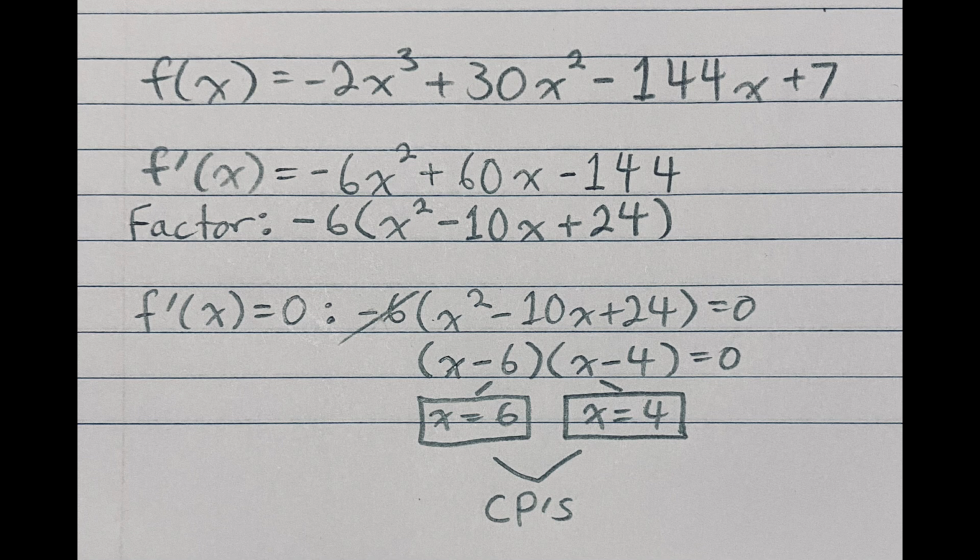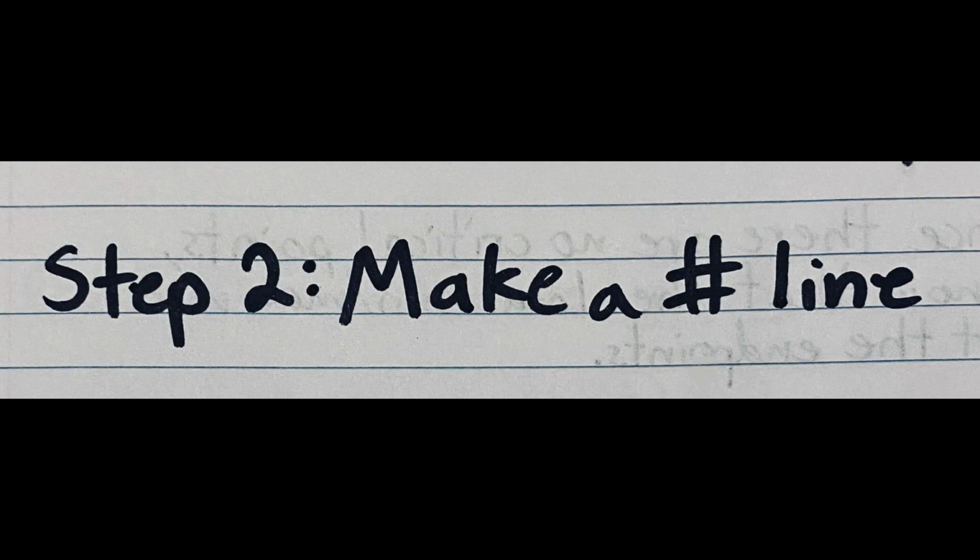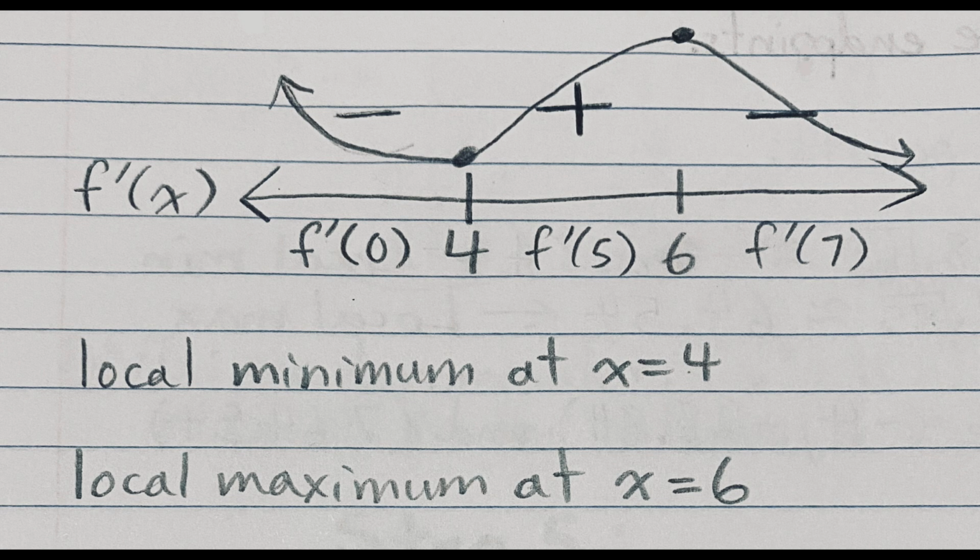So I found the first derivative, which was negative 6x squared plus 60x minus 144, and I factored it. And the x values I found were x equals 6 and x equals 4. So those are our critical points. We also know that x will always exist, so we don't have to check for DNE. Then we should make a number line to help visualize what we found. So we found that x equals 4 and x equals 6.